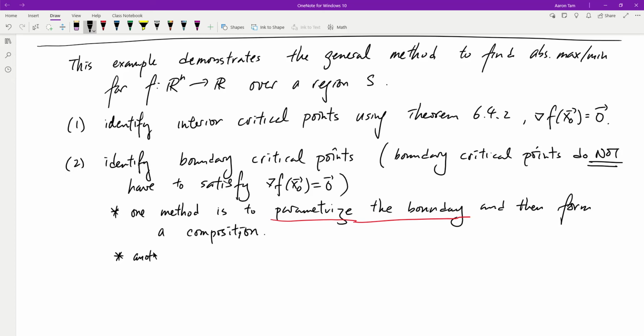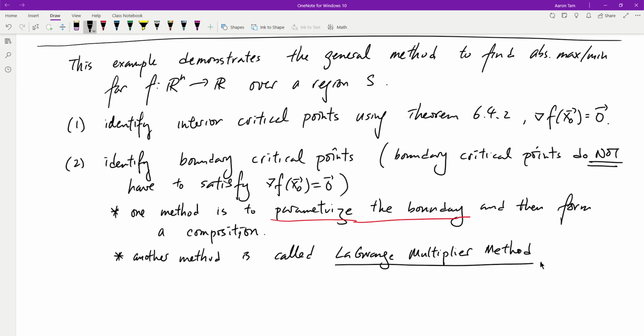Another method is called the Lagrange multiplier method. So that's what we're going to talk about in today's video as well as tomorrow's video.